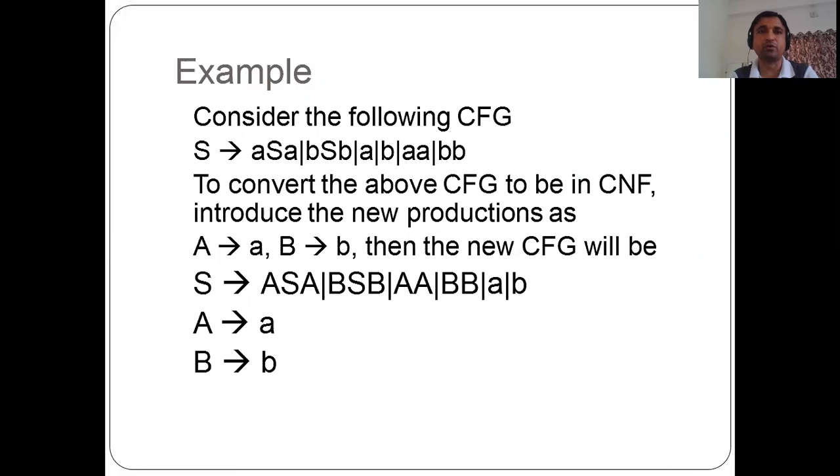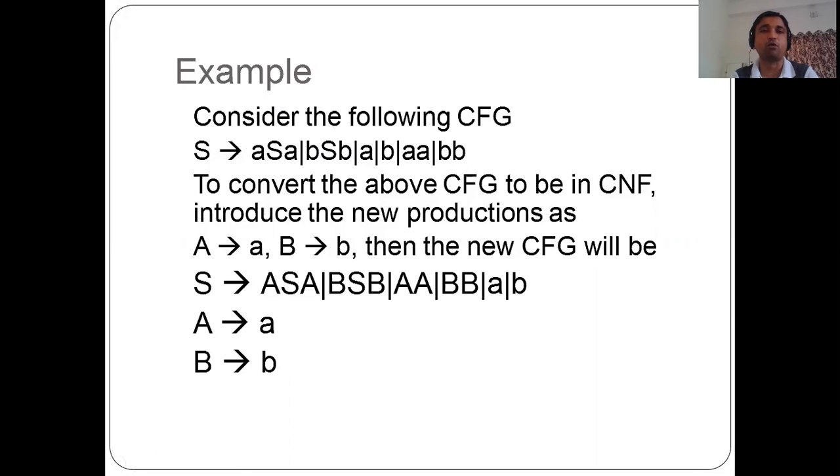Let's take one example in which the context-free grammar has these various production rules, in which S is the initial starting symbol, and all other symbols A and B are non-terminal nodes, while S is also a non-terminal node. If we want to convert this given grammar into the Chomsky normal form, then we have to follow certain rules. We can convert it with the use of 4 different steps.